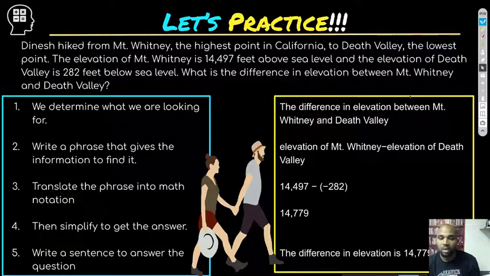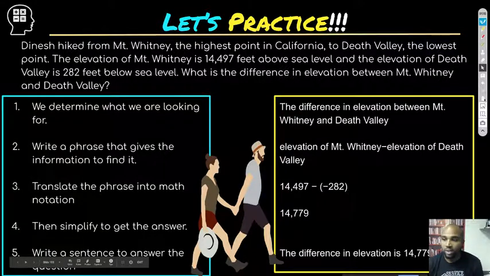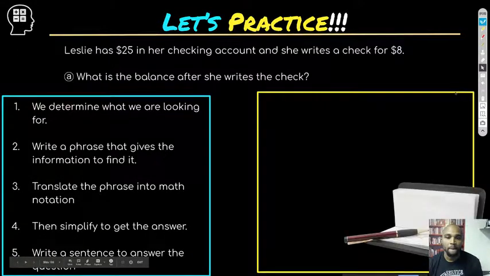And now we say the right words to close it out. The difference in elevation is 14,779 feet. Let's do one more.